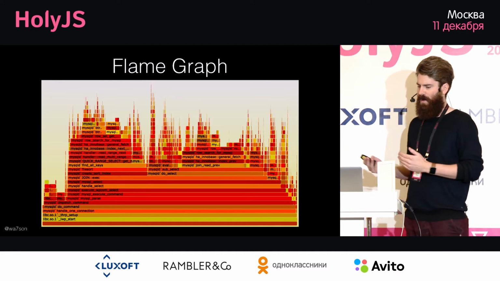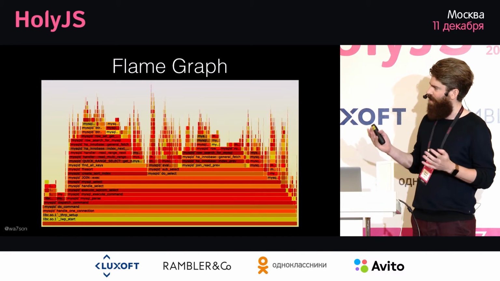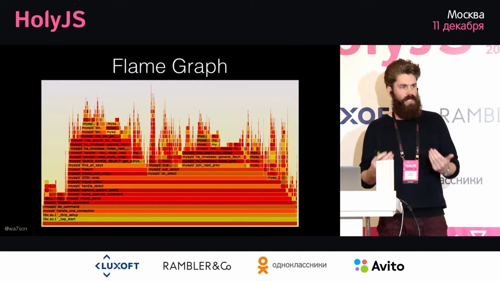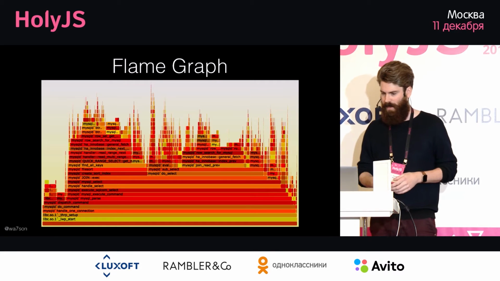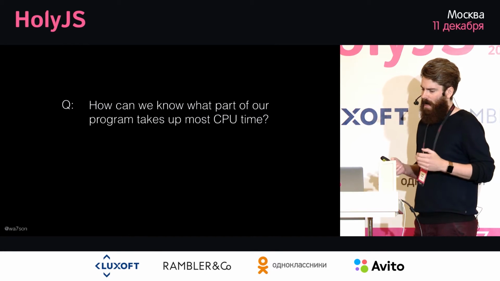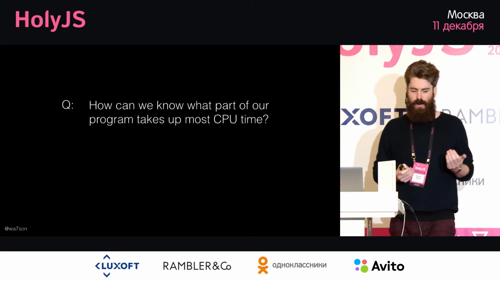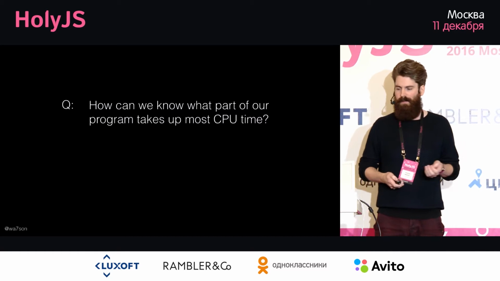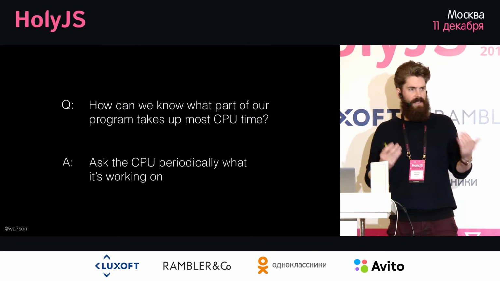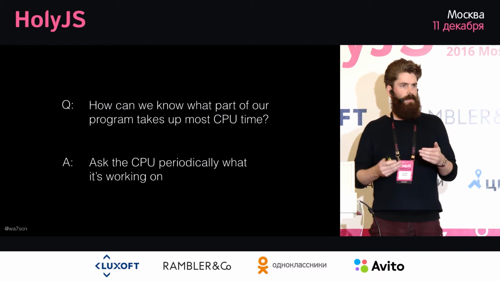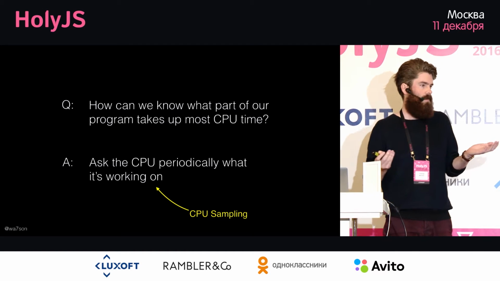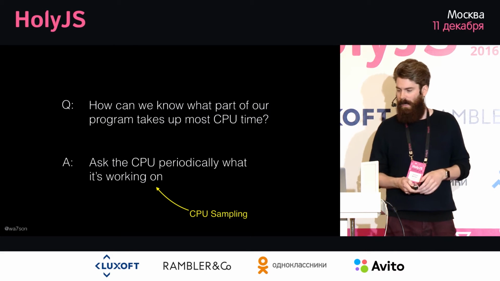When I first saw a flame graph, it looked pretty and it was flames and stuff, but I didn't really know how to read it, how to use it to debug my application. So we're gonna look at that. So the question is, how can we know what part of our program takes us the most CPU time? That's what we're gonna use the flame graph for. So the answer to that is we can periodically ask the CPU what it's working on. And that is also called CPU sampling.